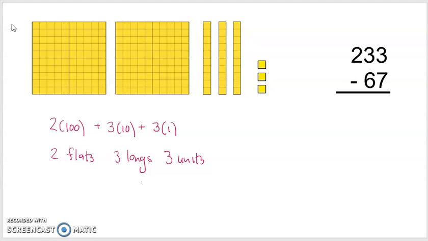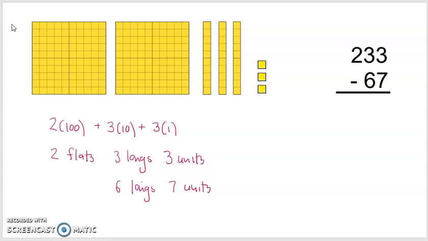So the subtraction, one of the most fundamental ways to think about subtraction is a takeaway. You want to take away, in this case, 67. So what you want to do is take away 6 tens or 6 longs and 7 units from what you have, which is 2 flats, 3 longs, and 3 units. So, as the old saying goes in elementary school, you can't take 7 from 3. You can't take away 7 units from only 3 units.